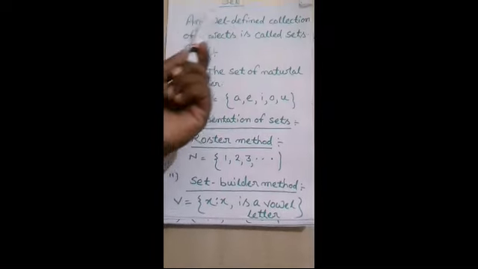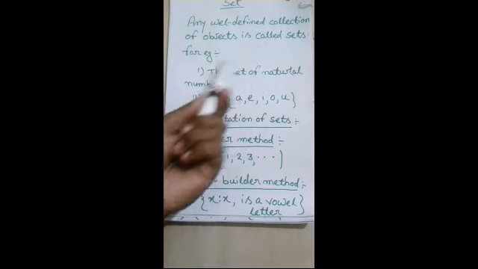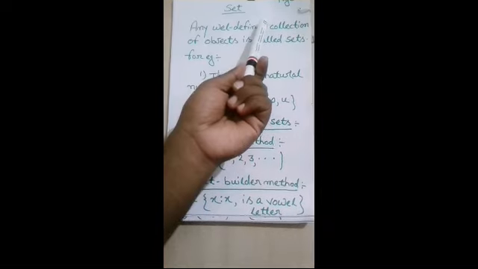Today we are going to discuss sets, which is the first topic in class 11. So let us start. First of all, we have to know what a set is. The definition of a set is that any well defined collection of objects is called a set. So what does well defined mean?